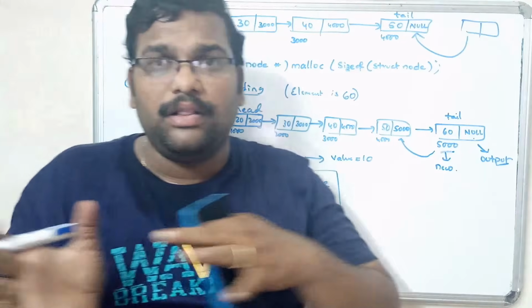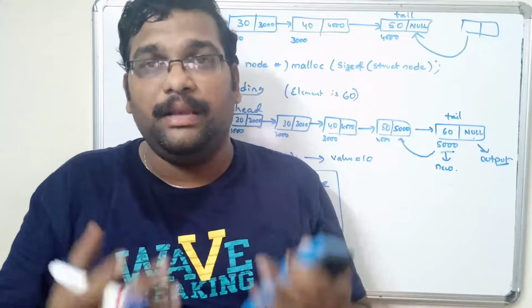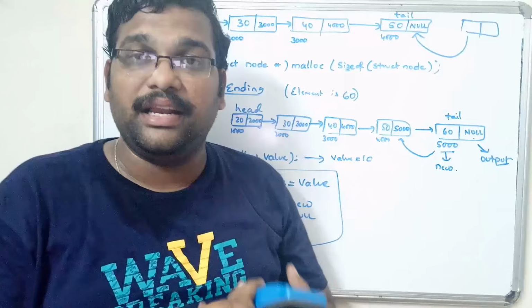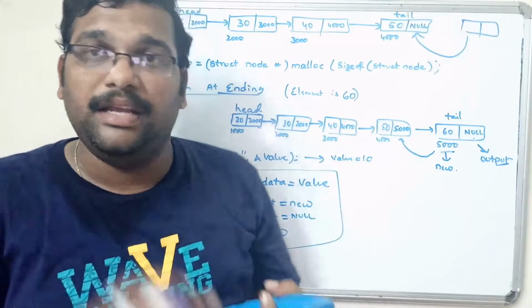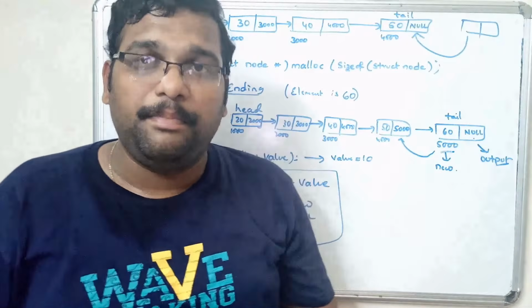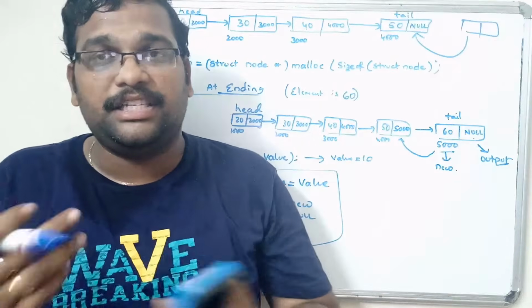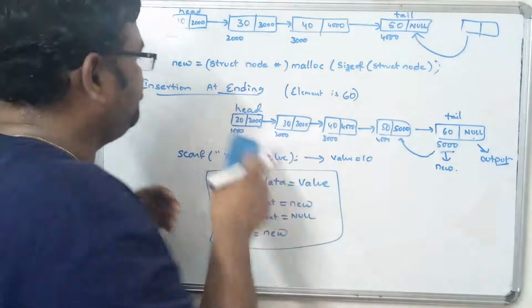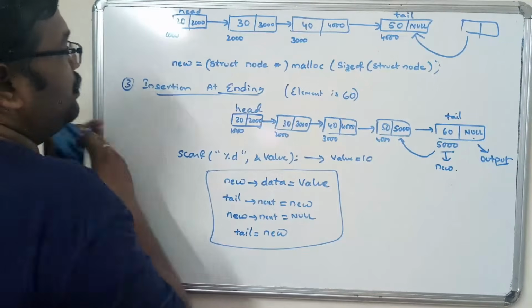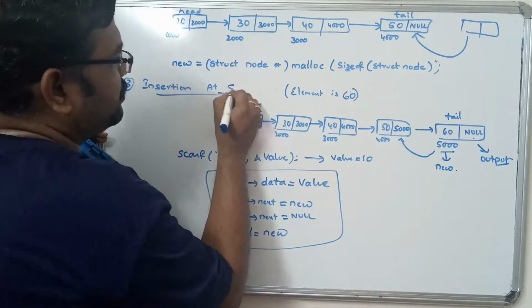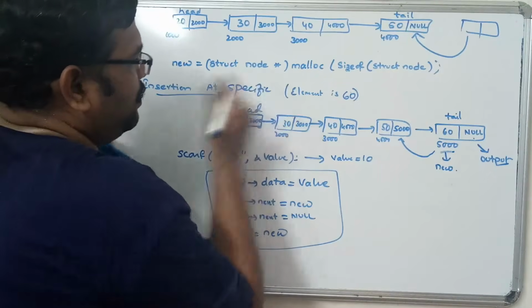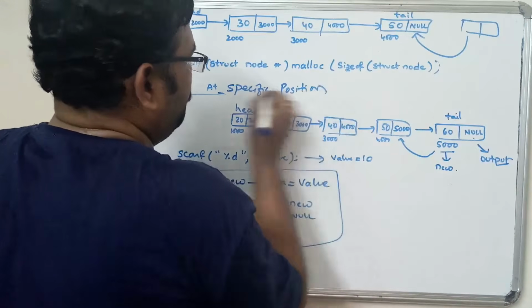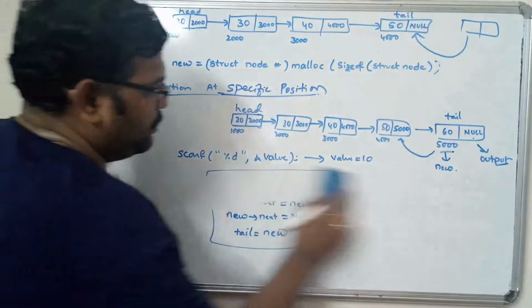So once we see all these statements, finally we will implement a program. I will show you the implementation of linked list. So we will see the create, display, inserting at the beginning, inserting at the ending, inserting at the specified position. Also in the next sessions we will see the deletion part also, right? So let us see the third one, at specific position, right? Now let us see this one.